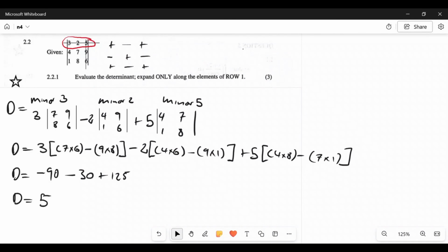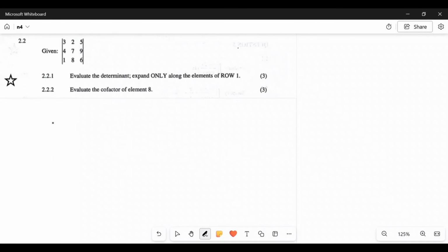Let's look at another sub-question, which is 2.2.2. All right, guys, now here's our 2.2. It goes like this: evaluate the cofactor of element 8. Here, they want us to find the cofactor. There is a formula for cofactor. When you calculate the cofactor, guys, it goes like this.